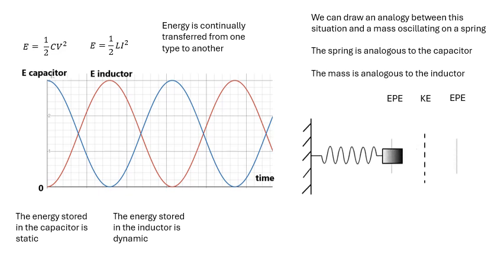So this situation is analogous to my LC circuit. Yes, static energy, kinetic energy, static energy, kinetic energy, static energy. So the two situations are analogous. The spring is analogous to the capacitor. The mass is analogous to the inductor.